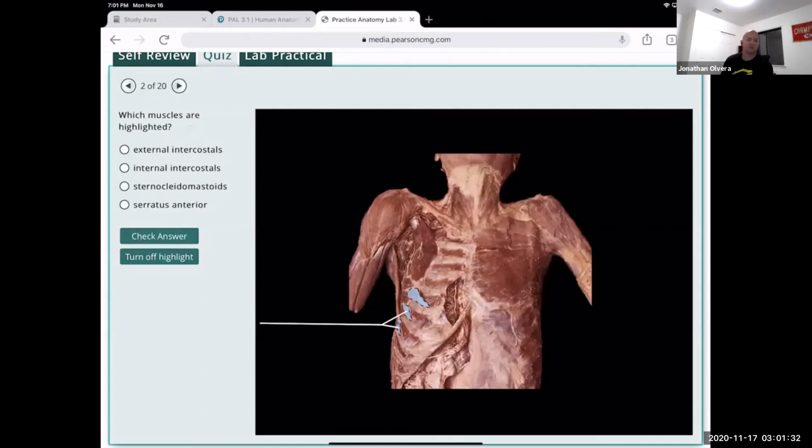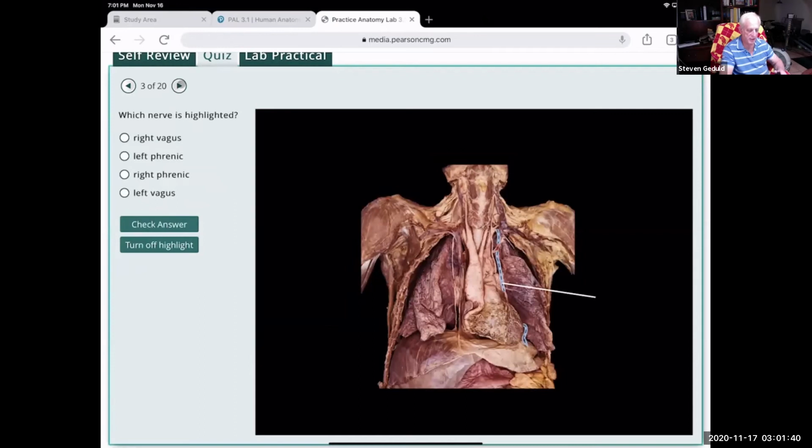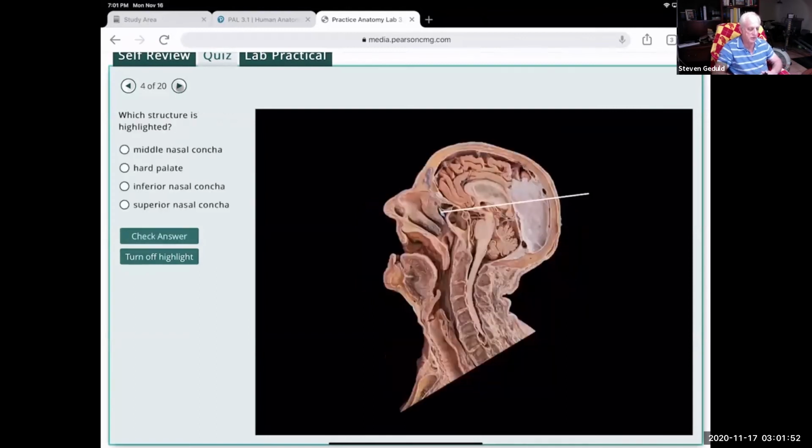External intercostals. So the external intercostal muscles. Perfect. And what nerve is highlighted there? Left phrenic. Left phrenic nerve. I'd agree with that. Perfect. And what structure is highlighted there?